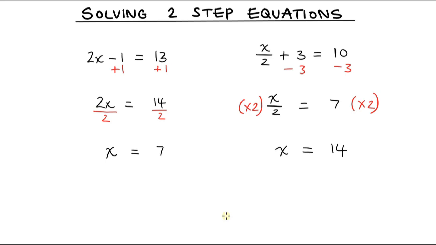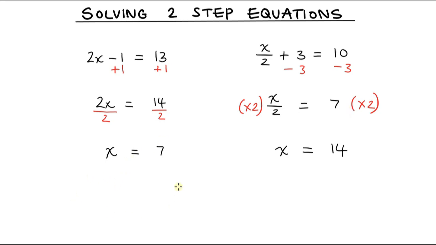Now, before I give you some practice, there's a common question that people ask, and that is, why have I done it in this particular order? So why did I add 1 first and then divide by 2, and not divide by 2 first and then add 1? And similarly for over here, why didn't I multiply both sides by 2 first and then subtract 3? How do I know which order to do it in? And the answer to that is by using our orders of operation.